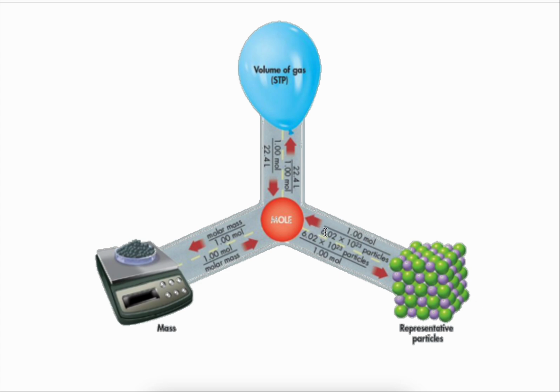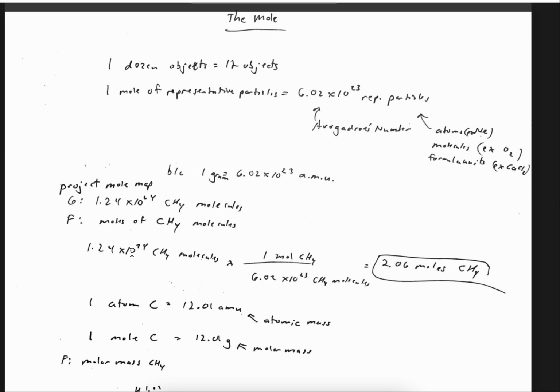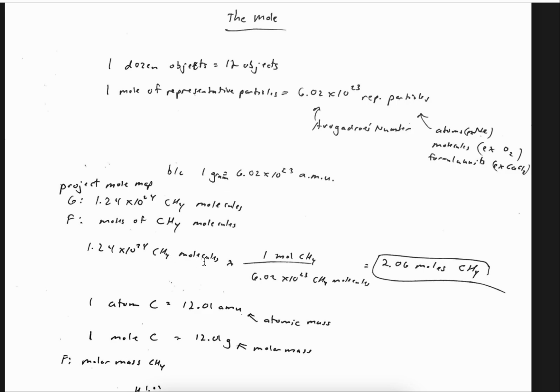So we start out with our certain number of molecules, and then we'll multiply by 1 mole over 6.02 times 10 to the 23 molecules. We have 1.24 times 10 to the 24 CH4 molecules, and then put molecules on the bottom, cross it out, and convert into moles. Per 1 mole, there's 6.02 times 10 to the 23 particles.